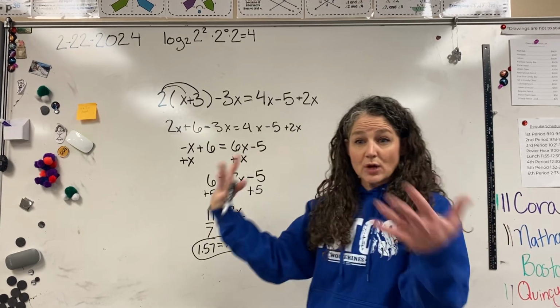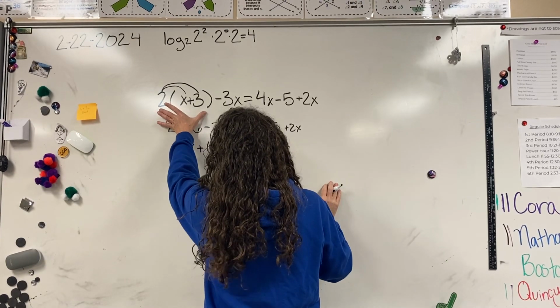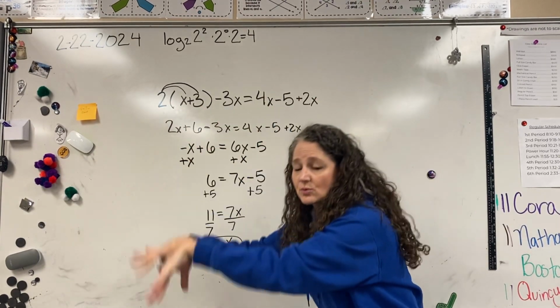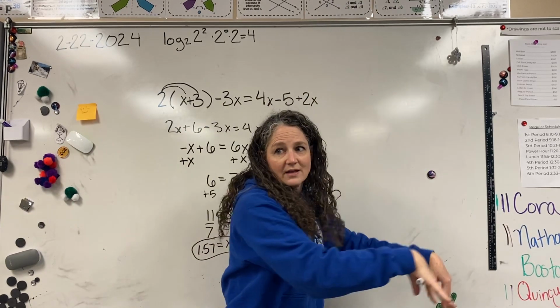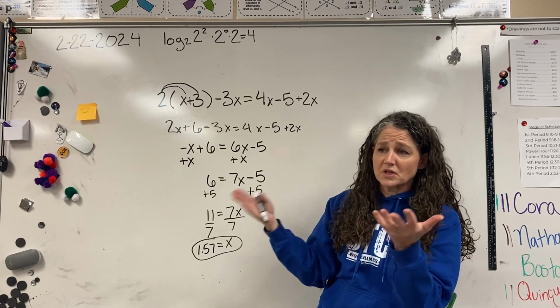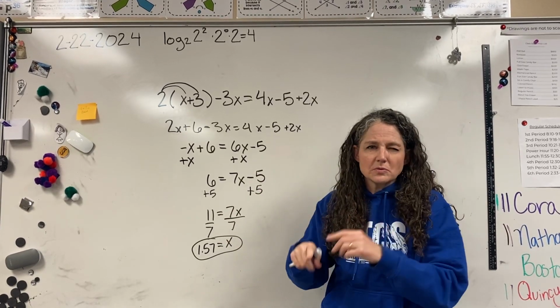Do you guys see the process that we did though? First, I distributed. Then I gathered all my like terms. Then I got my x's to one side, and I got my numbers to the other. Does it matter which side? Really doesn't matter. You just pick the one that works for you. And that's it on all of these. I do want to do one with a fraction though.